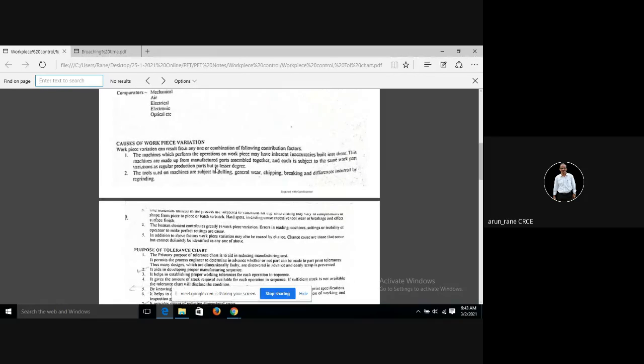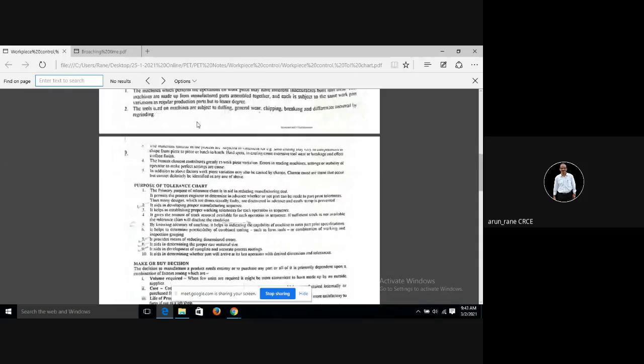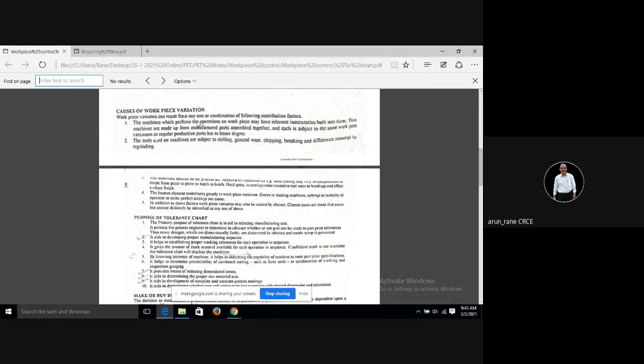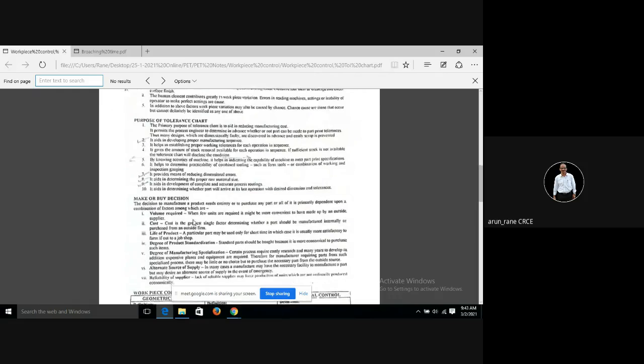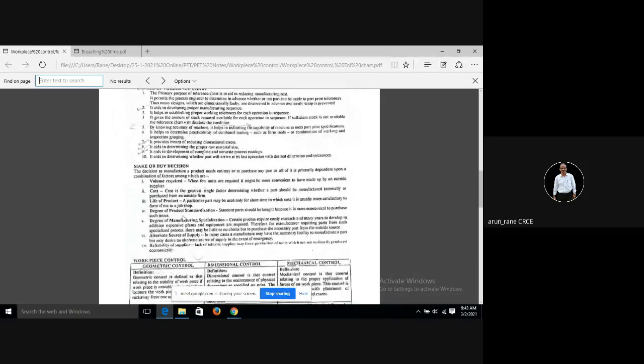Now we will go for the tolerance chart, right? So the very first thing is why the tolerance is required. Or before that, I will just touch upon something important from the examination point of view, because 4 or 5 times it has been asked, that is make or buy decision.